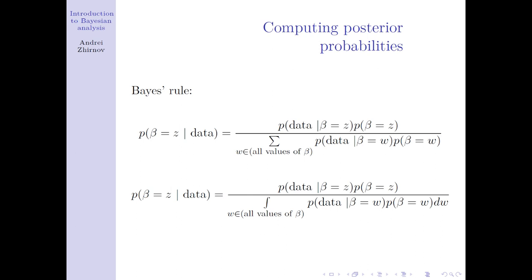These computations may be quite easy when we have only one parameter and only a few possible values of that parameter. Such computations become much more complicated when we have continuous distributions of parameter values and a large number of parameters. In such cases, doing calculations by hand may be prohibitively costly. And so, this is where the computational methods come to the rescue.